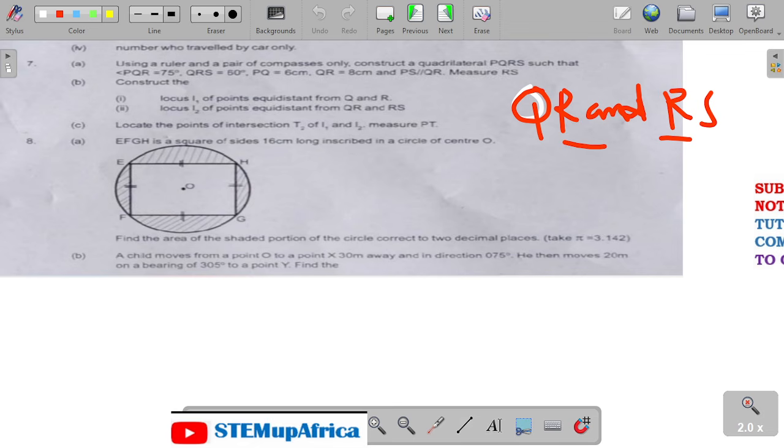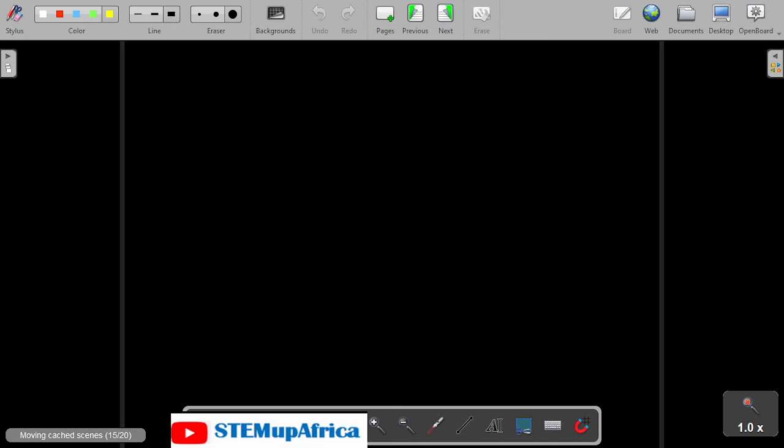For that, let's draw the diagram. Let me check the original question and see what we are asked to find. Let's draw the diagram first. We start from point O to point X on a bearing of 075. That's 30 meters. So let's draw that first.